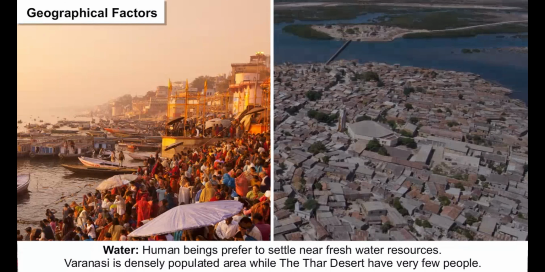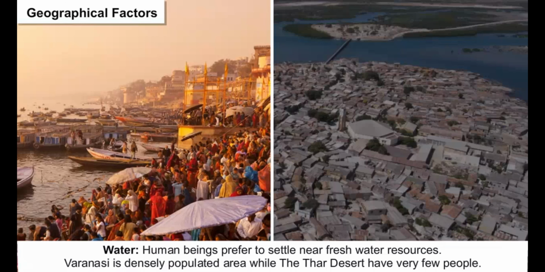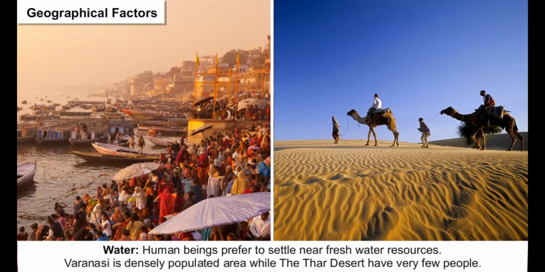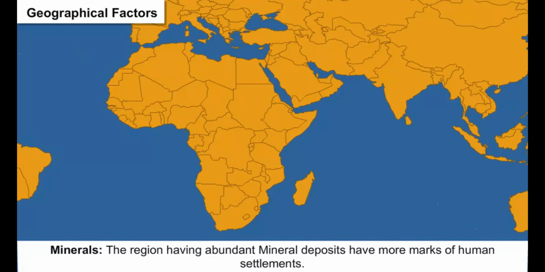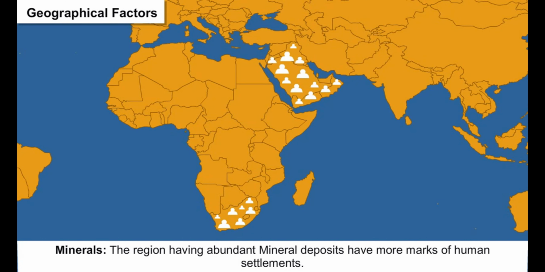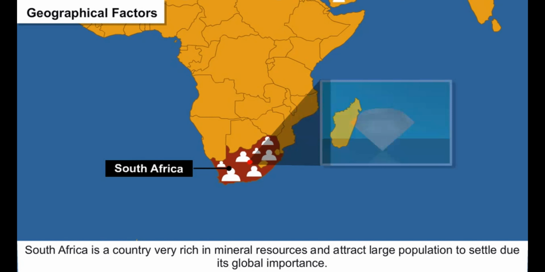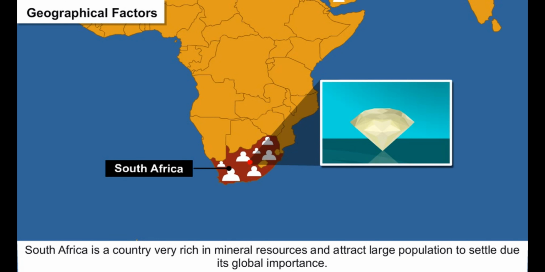Water. Human beings prefer to settle near fresh water resources. Example, Varanasi is a densely populated area while the Thar Desert has very few people. Minerals. Regions having abundant mineral deposits have more marks of human settlement. Example, South Africa is a country very rich in mineral resources and attracts a large population to settle due to its global importance.